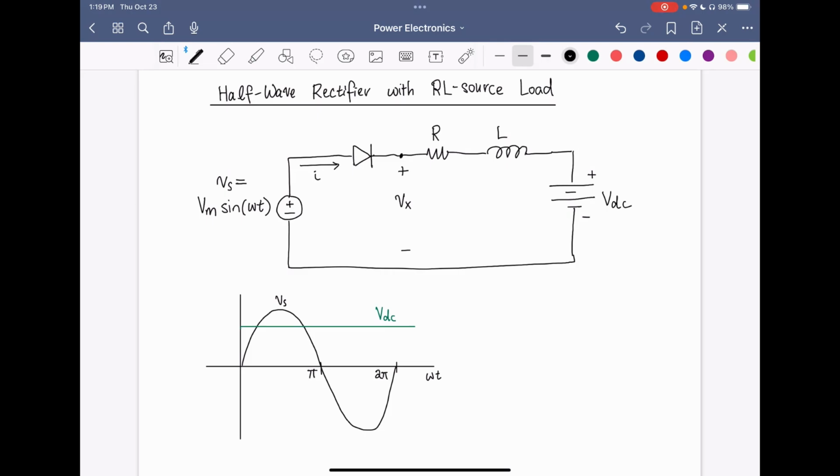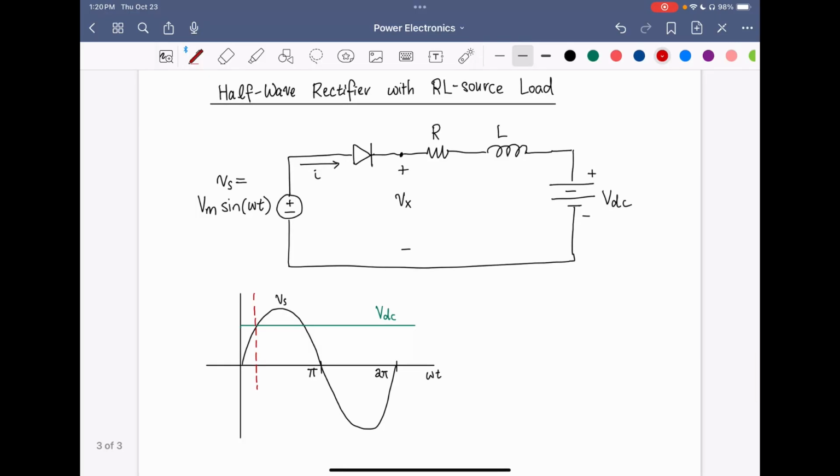So to start off with, initially, when Vs is smaller than VDC, the diode will be reverse biased and it won't be turned on. So when Vs is less than VDC, there's no current that's going to be flowing because the diode is an open circuit. But at the point at which Vs rises above VDC, the diode's going to start to become forward biased and it's going to conduct current in the circuit. And we want to find out what the current looks like.